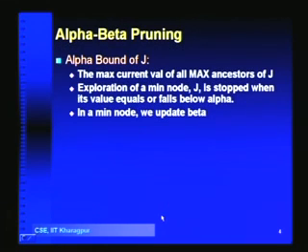So we will consider two bounds on the states of the game. One is the alpha bound. The alpha bound of J is the maximum current value of all max ancestors of J, and we will stop the exploration of a min node when its value equals or falls below alpha.